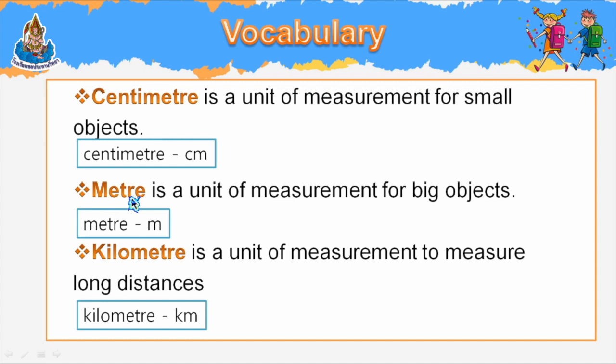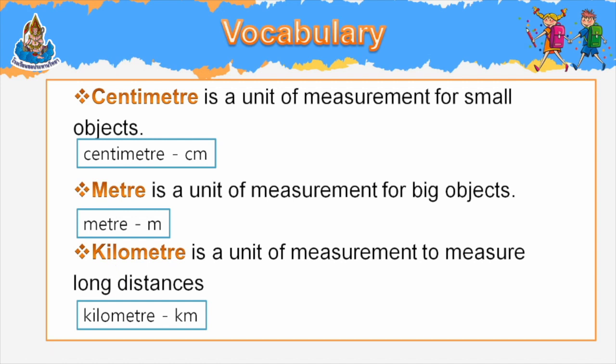Meter. Let's all read. Meter is a unit of measurement for big objects. What are the big objects that you know? We have bed, we have house, your room, your bedroom, the car, and any other big objects. Meter. This is the abbreviation of meter. M. Meter.